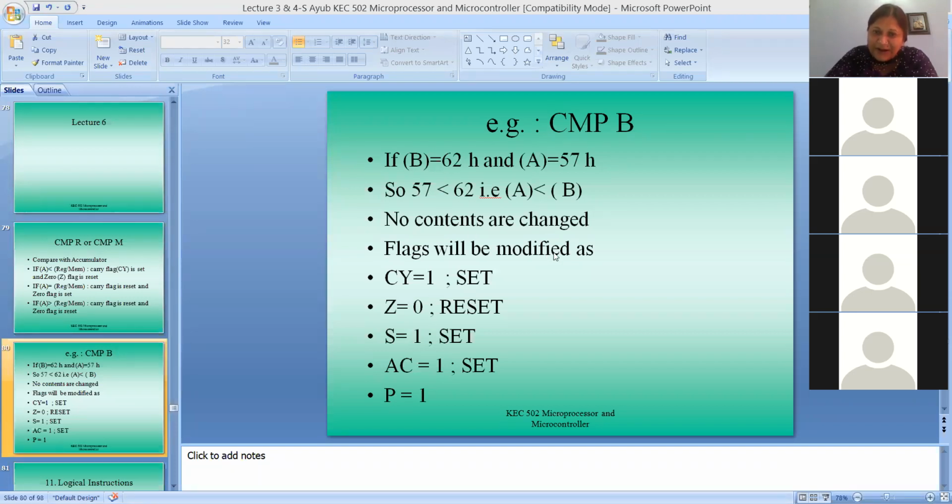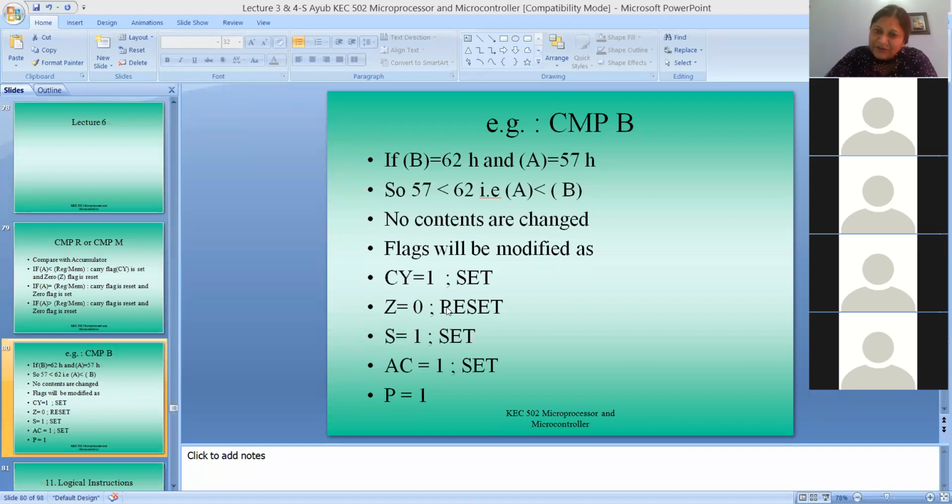Flags will be modified and tell you which comparison result is greater or smaller. So you are comparing from the accumulator. Comparing from the accumulator means 57 minus 62. So 57 is the lesser number, so naturally the carry will be set to 1. With this comparison result, because B contains a higher number than the accumulator, the carry flag will be set to 1.